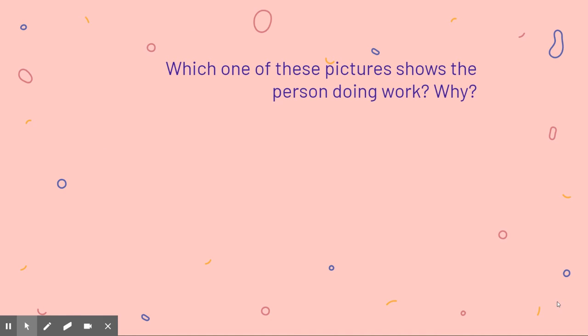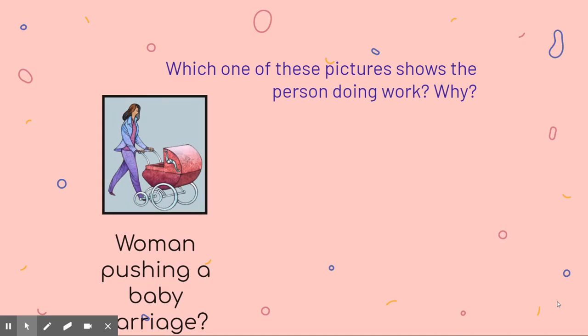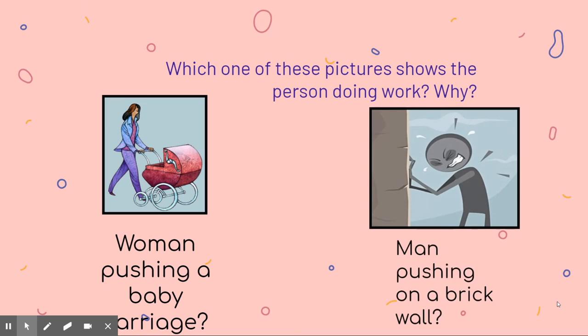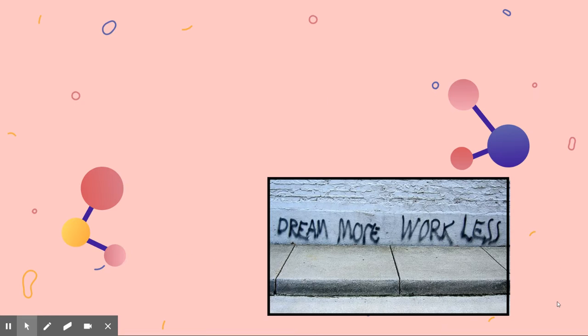So let's start with thinking about which one of these pictures shows the person doing work and why. Here we have a woman pushing a baby carriage, and here we have someone pushing on a brick wall. I want you to think about which one is doing work and which one is maybe not, or are they both doing work? Keep this in your mind, and we're going to come back to it in a second.